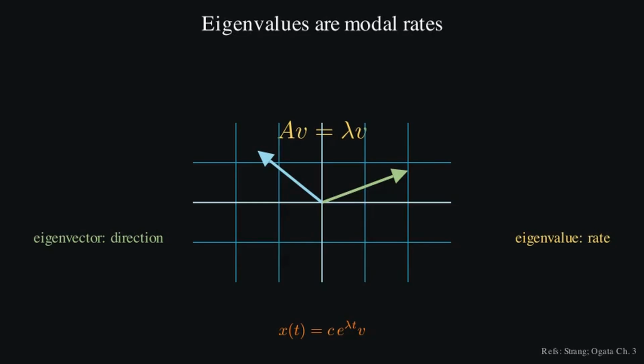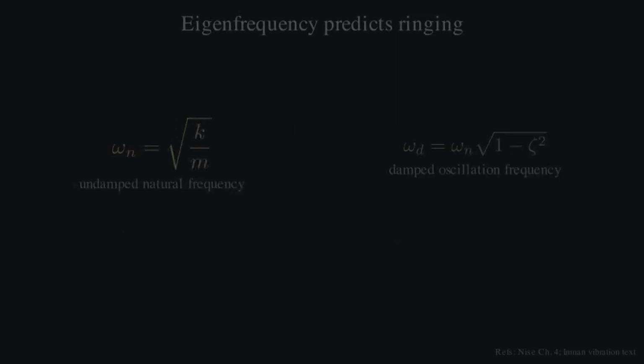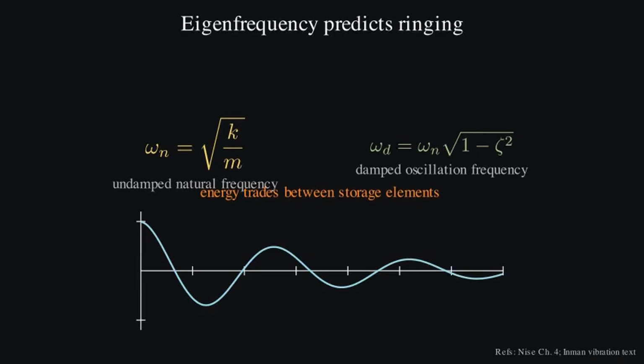Eigenvalues are the state space version of poles. For the autonomous system x dot equals A x, a special direction v is an eigenvector if A v equals lambda v. Along that direction, the motion grows, decays, or rotates according to the eigenvalue lambda. The eigenvectors are modal directions. The eigenvalues are modal rates.